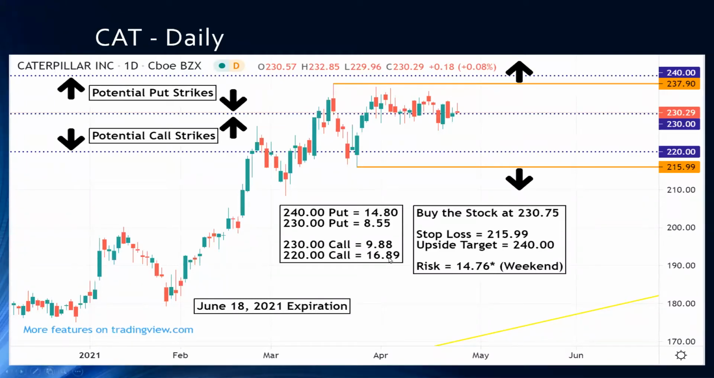Okay, with the options, remember, once again, these prices here times 100, that is your risk. So your 240 put would be 1,480, your 230 put would be 855, your 230 call would be 988, and your 220 call would be 1,689. And those would be giving you the right to either buy 220 or 230 or sell 230 or 240.